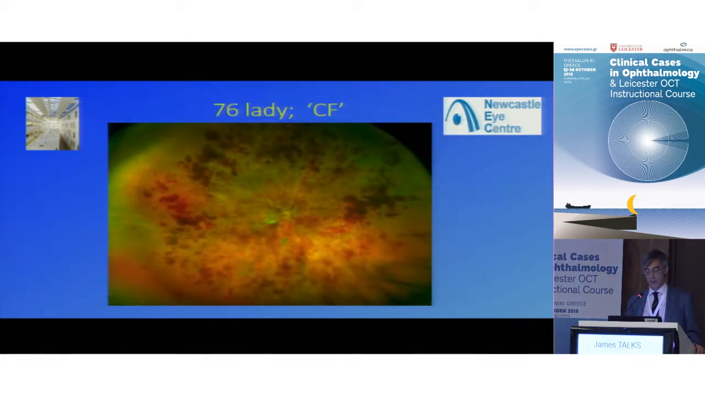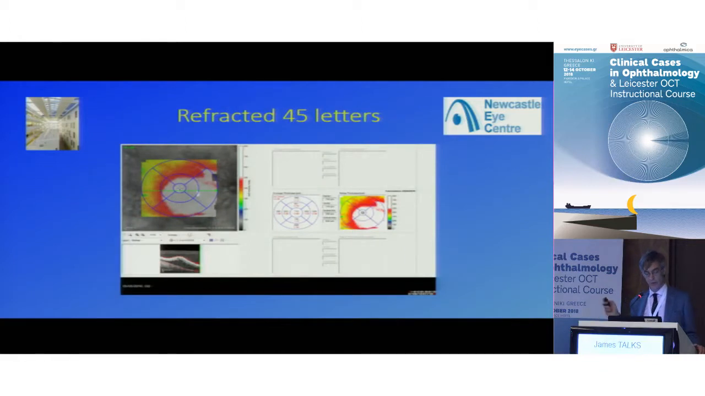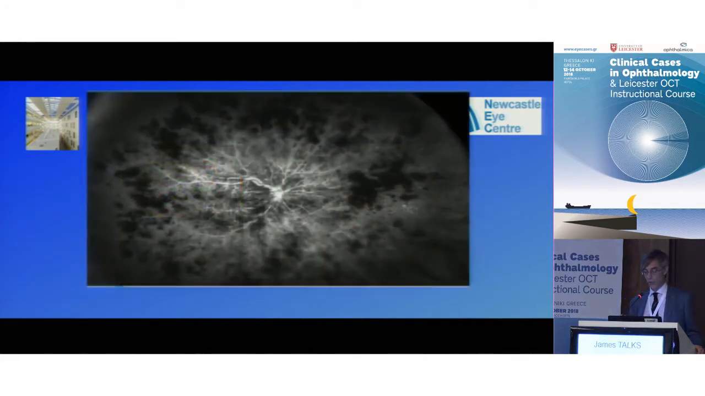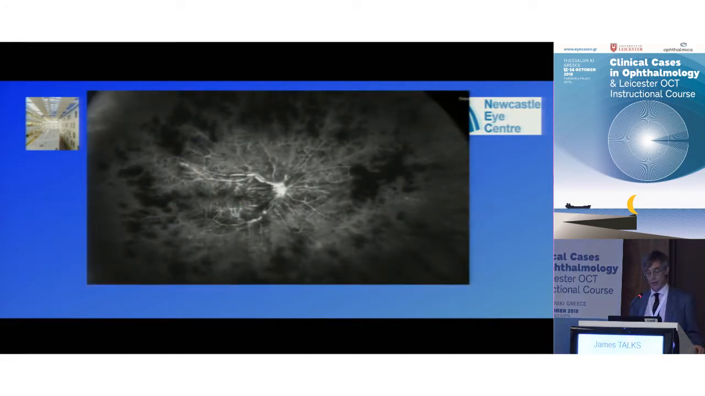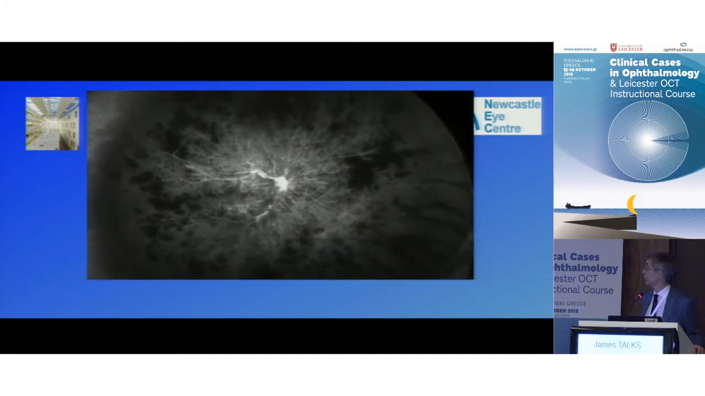What about this patient? Another one, 76-year-old, count fingers, a lot of hemorrhages, really looks bad. We've done a lot of fluid, but we refracted them, so despite that appearance, they did get up to 45 letters, so they're not quite so bad, but still pretty awful. We've done the fluorescein, and it really is very ischemic. If you look, there's very little circulation going out anywhere beyond there, and what's left is not very good.